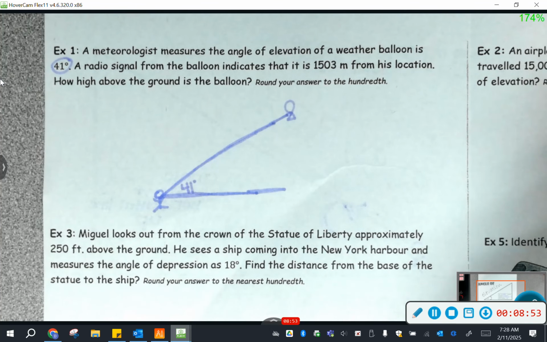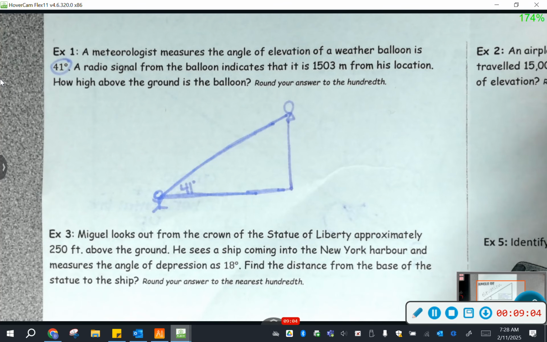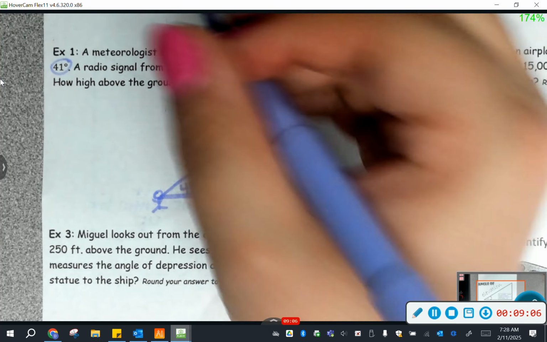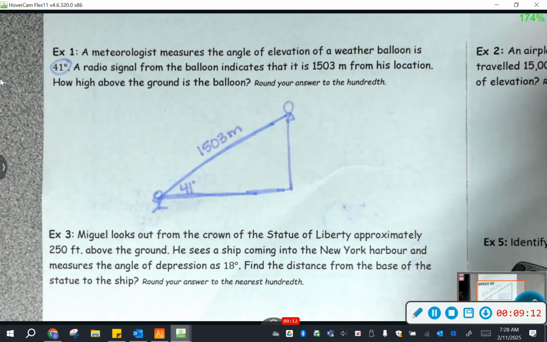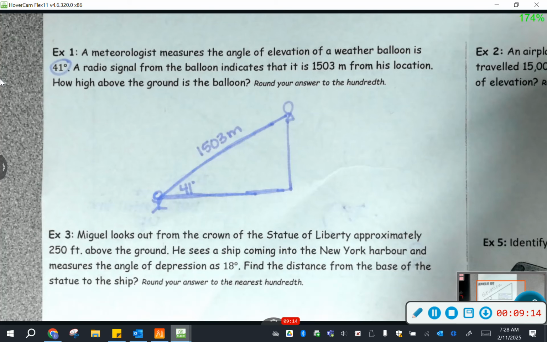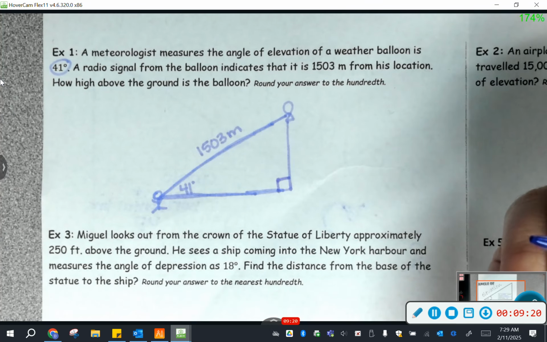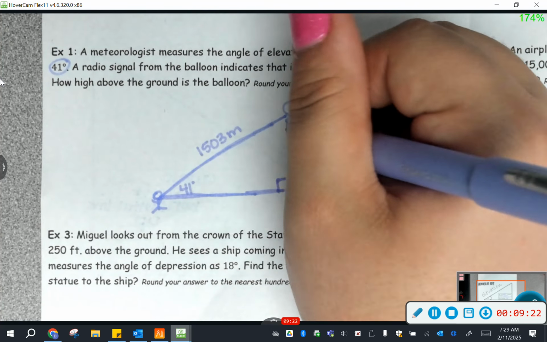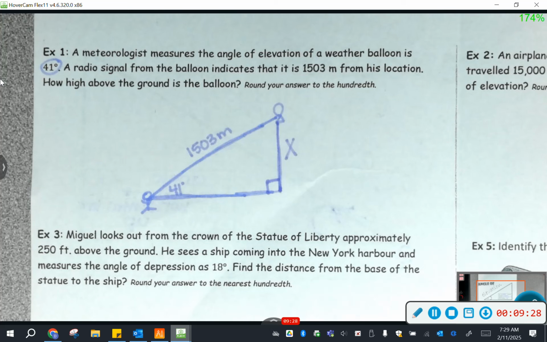A radio signal from the balloon indicates that it is 1,503 meters from his location. Where am I going to put the 1,503 meters? It's still the same type of problem. How high above the ground is the balloon? Where am I going to put the X? How high it is. That's going to be my X. And then we are just going to solve this like we normally have.